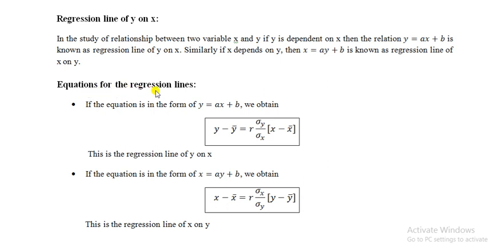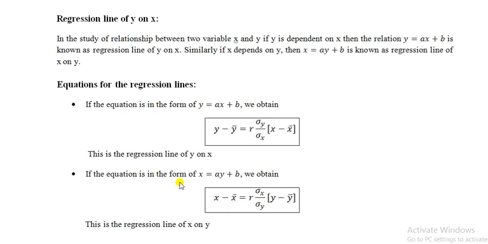Equations for regression lines here. If the equation is in the form y = ax + b, we obtain the formula y − ȳ = r · (σy/σx) · (x − x̄). So this is the regression line of y on x here. If the equation is y = ax + b, then we apply this formula.